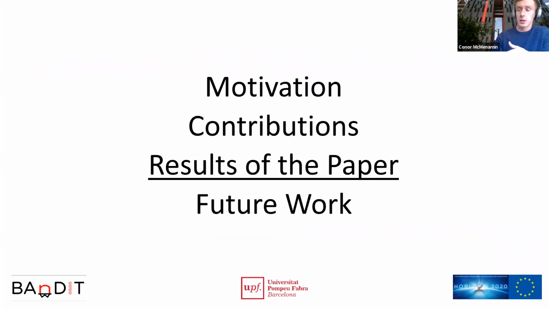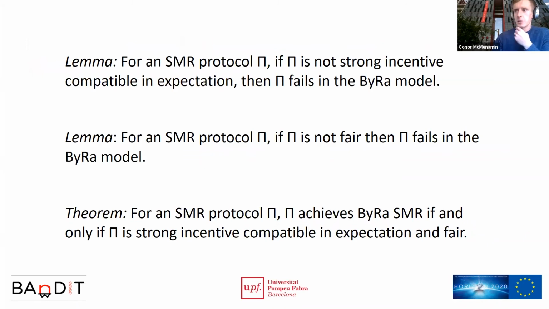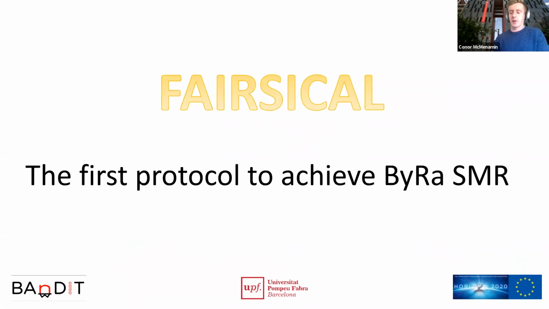In terms of the results that we achieved, here are the main results. I probably should have included them one by one, but the first two lemmas prove that strong incentive compatibility in expectation and fairness are each necessary for achieving SMR in the ByRa model. So when I say fail, I mean fails to achieve SMR. And then using the fact that they're both necessary properties, we prove the main theorem of the first section of the paper, which is to show that strong incentive compatibility in expectation and fairness are necessary and together sufficient. Which is pretty good, I don't want to blow my own trumpet, but it's mathematically proven that once we have these two properties, and only if we have these two properties, we are able to achieve SMR, given players are Byzantine or rational. And the first part of our paper is very technical.